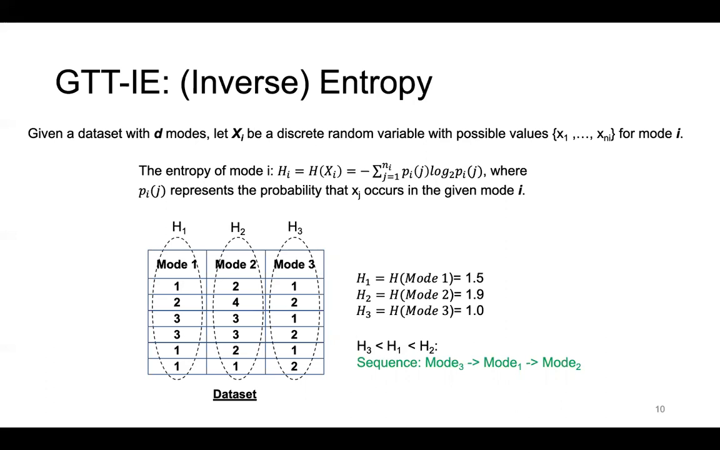So we will sort the modes based on their mode entropy descendingly. So here, mode 3 has the least mode entropy. So mode 3 will be picked as the first mode to do the decomposition. And then we pick mode 1 and mode 2.